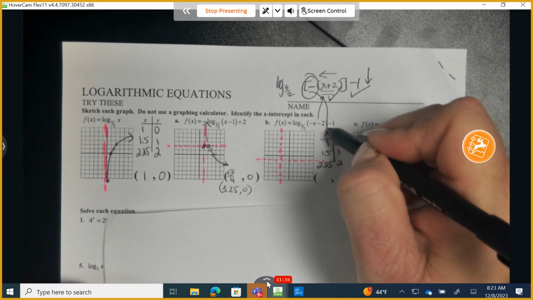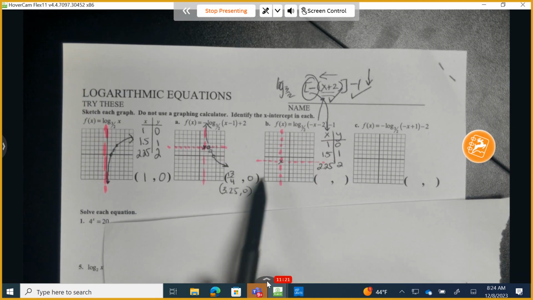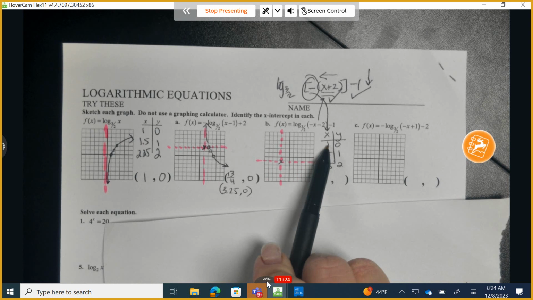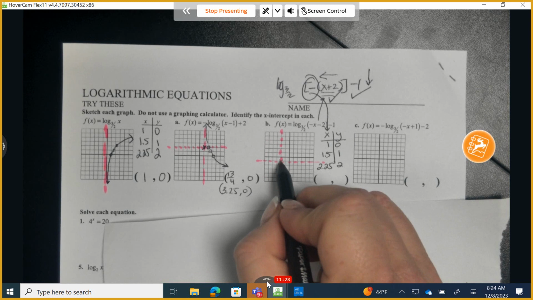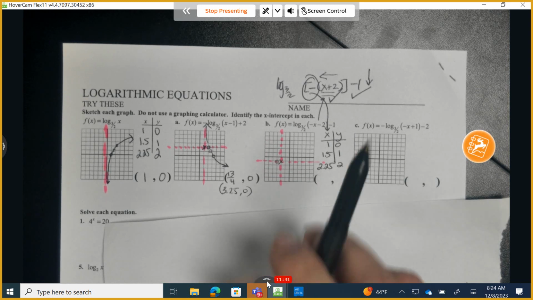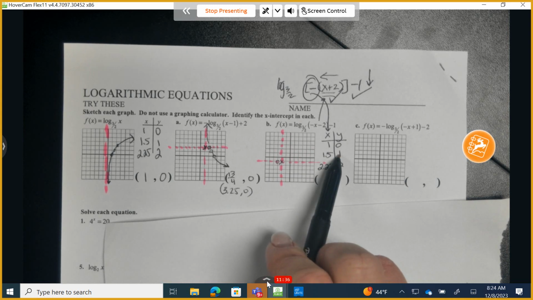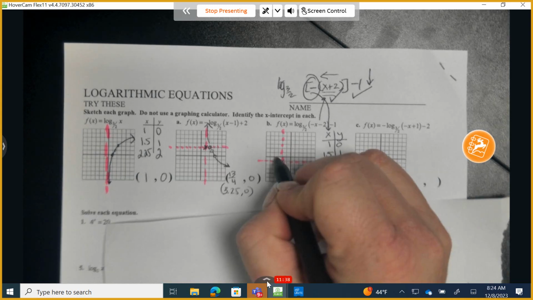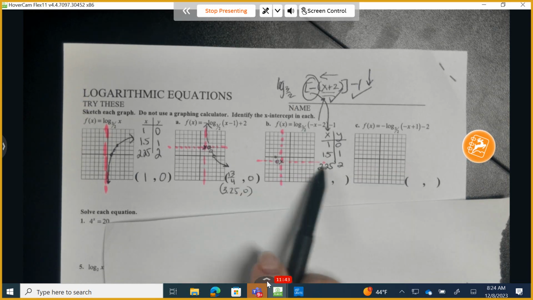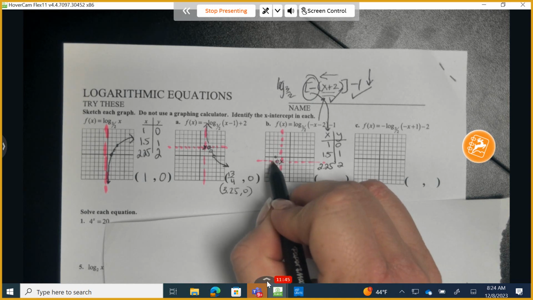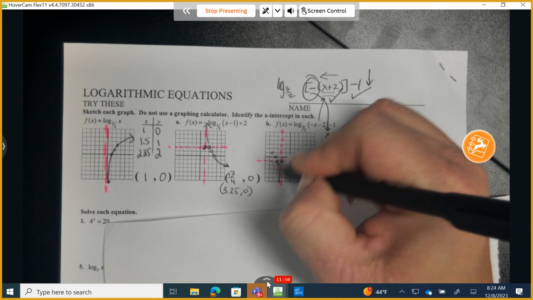Now this negative sign is going to impact the x's. Remember, this is like my new origin. So from here, I'm going to go not to the right 1 and stay at 0. I'm going to go left 1 and 0. Then I'm going to go 1.5 to the left and up 1. 2.25 to the left and up 2. And we can see this basic shape here.